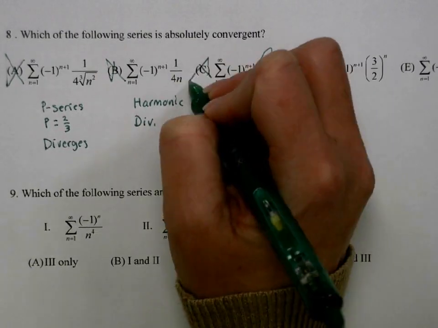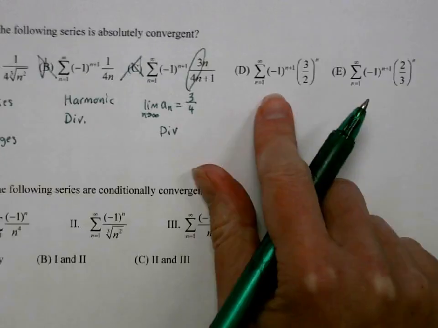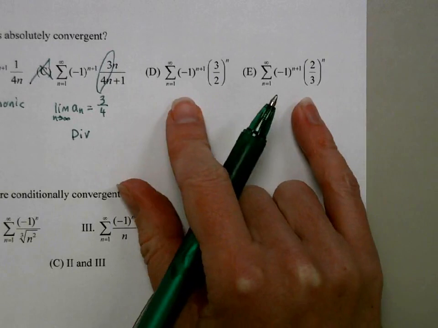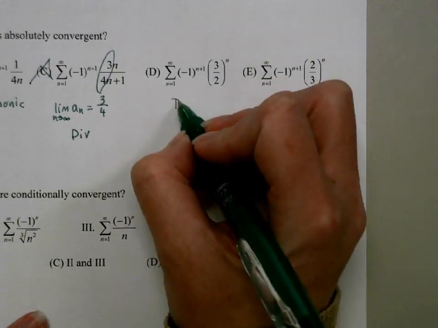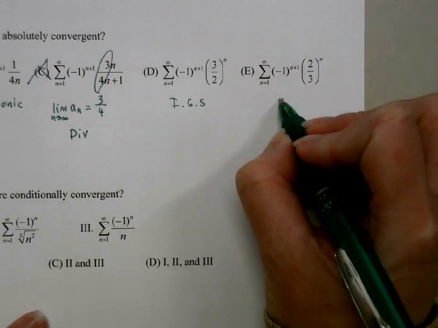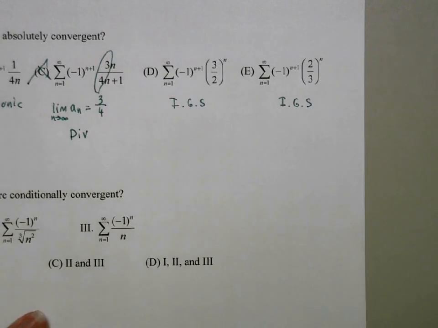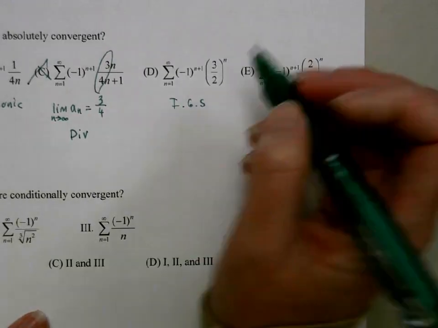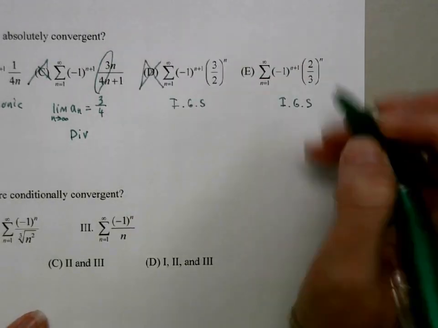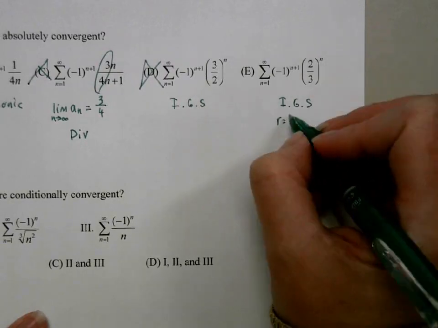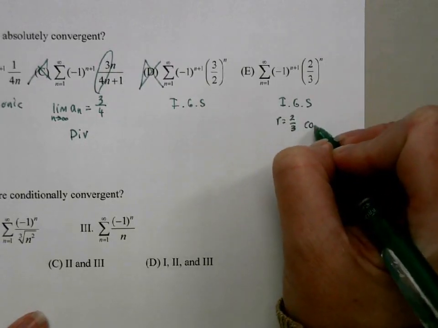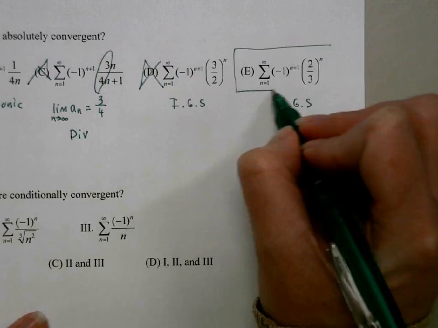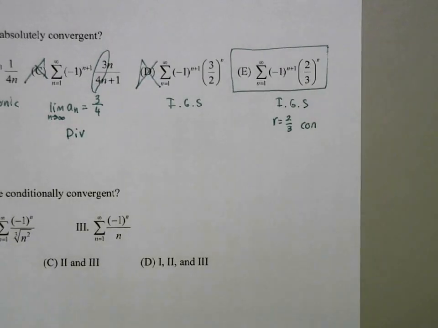Okay, keep going. These last two are both infinite geometric. But one of them diverges. One of them converges, because this one has a common ratio of 2/3, which means this one converges absolutely, because the alternating series, or the absolute value, converges as well as the alternating series.